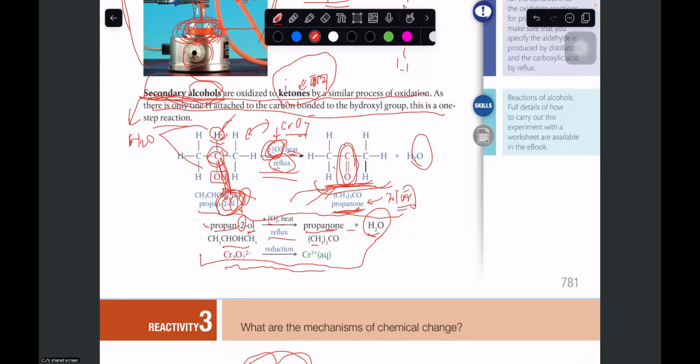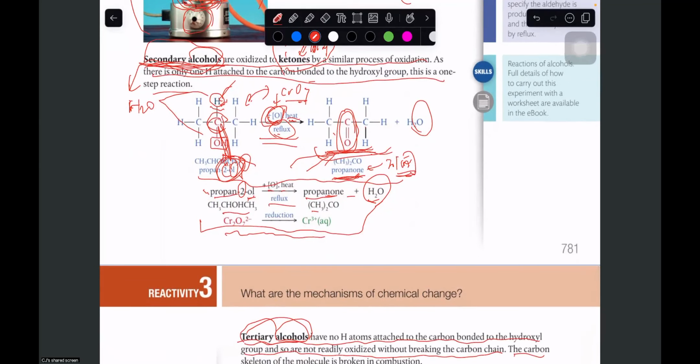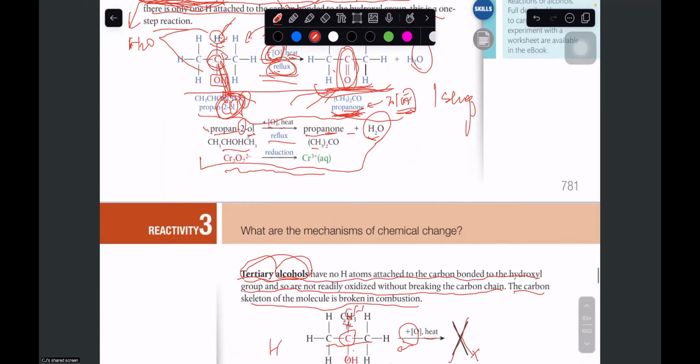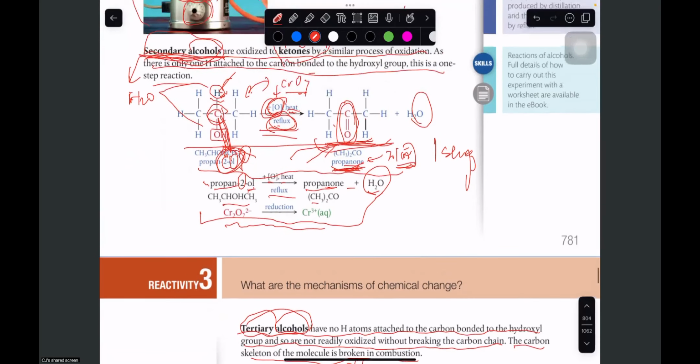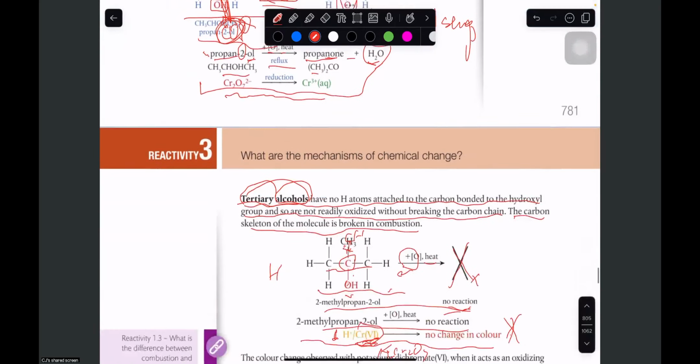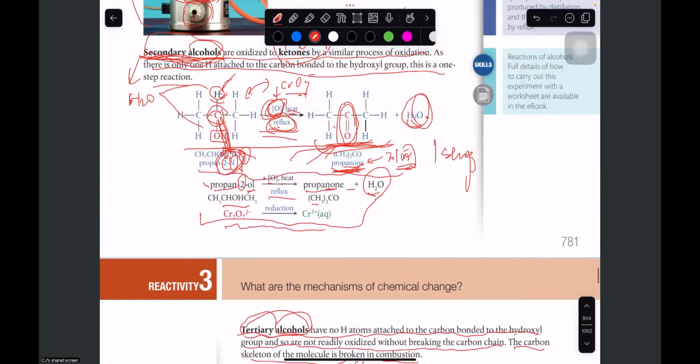Okay, so the secondary alcohol only has one step, right? Only one step. And this step only uses the reflux. We can produce this one, propanone, and water.